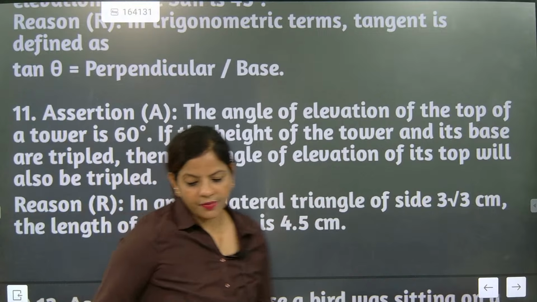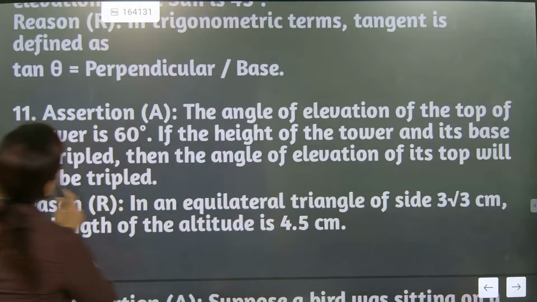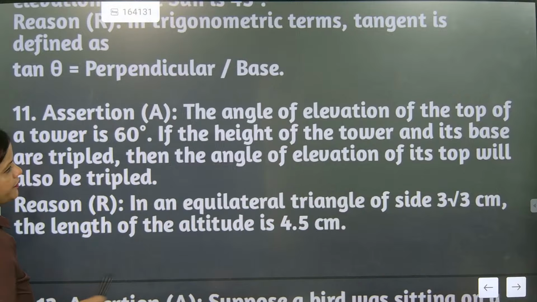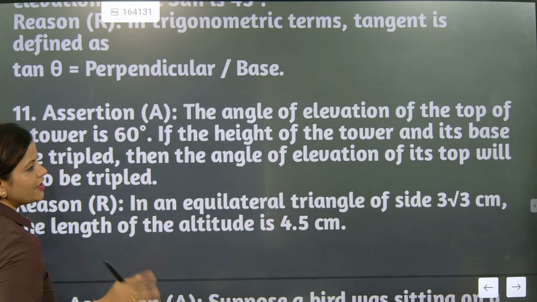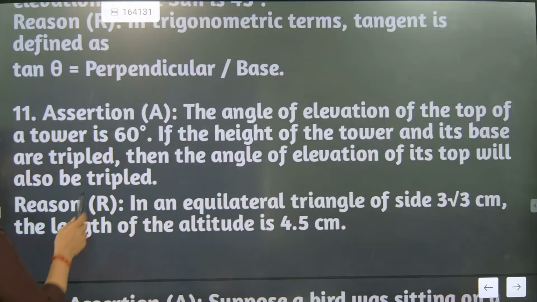Very good. Now look here, beta. This answer is very, very simple. The angle of elevation of the top of a tower is 60 degree, and the height of the tower and its base are tripled. The angle of elevation of its top will become triple. Correct only, the elevation angle will also triple. So that's a true statement. So the assertion is true.